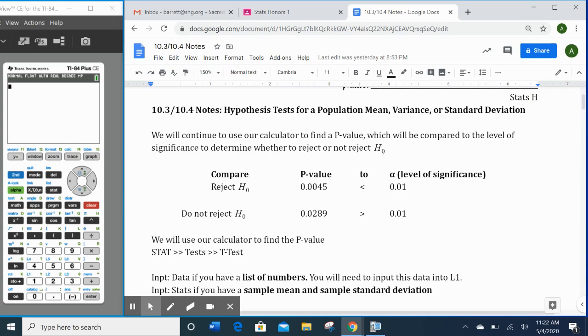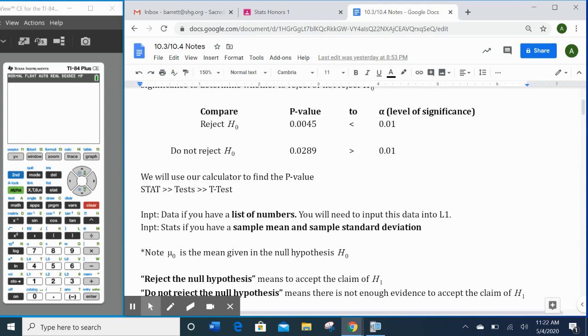So we'll continue to use our calculator to find a p-value, which will be compared to the level of significance to determine whether or not to reject the null hypothesis. So again, the same as last time, if the p-value is less than alpha, then you reject the null, and if it's greater, then you don't reject.